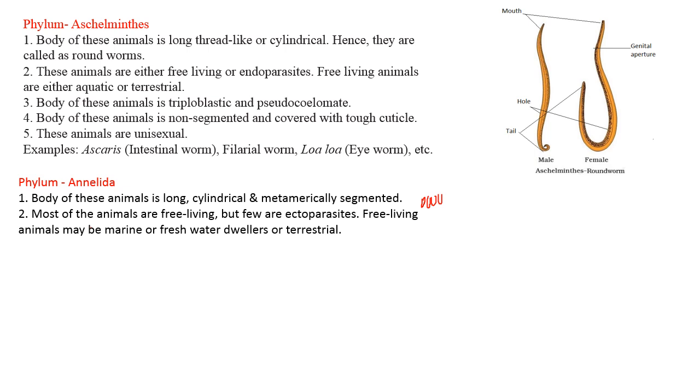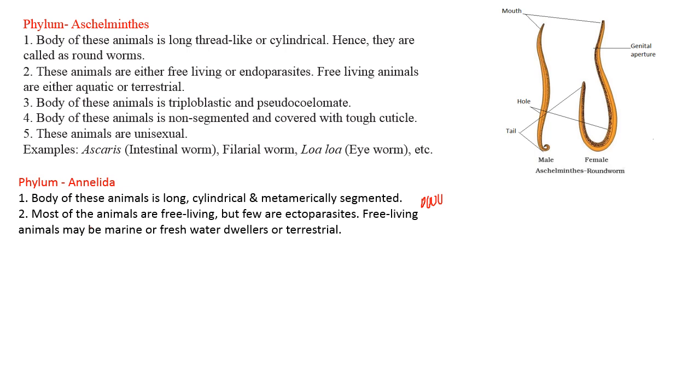Most of the animals are free living, but few are ectoparasites. See, now here we have discussed endoparasites in an earlier one. Now it is ectoparasite. Ecto means outside. So they depend from the outside, means they just depend on the other for support maybe. They are going to live on their support. That is what we call ectoparasites.